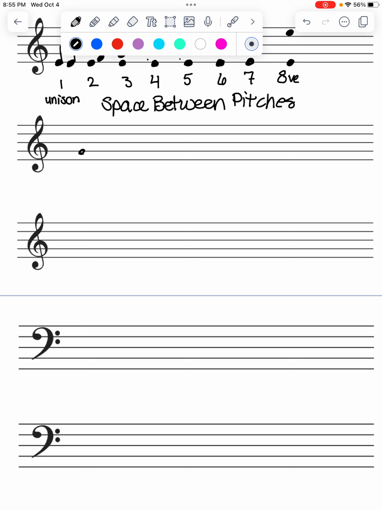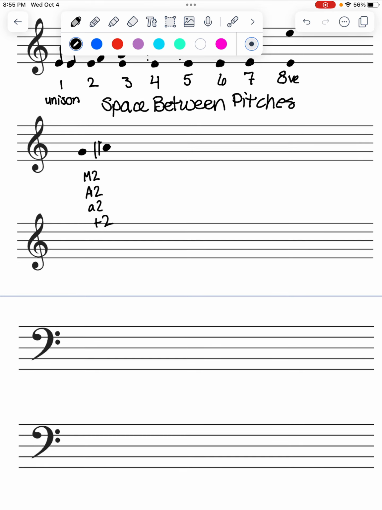So let's take G as our bottom note, and let's make an augmented second. We know that an augmented second has to be an A. It can't be a B. Even though we know it's going to sound a lot like a B, we still have to write it on A. So we have 1, 2. We're dealing with a second. Now, in a major scale, a major second is just going to be G to A. Now, if we want to make that major second an augmented second, we are going to raise that up one more half step. So we're going to make that an A sharp.